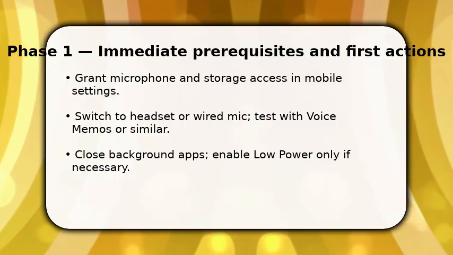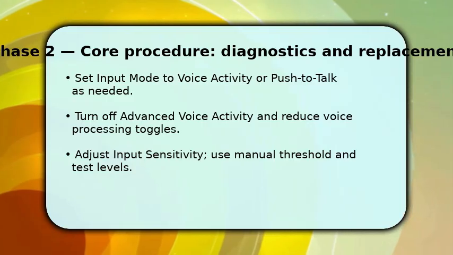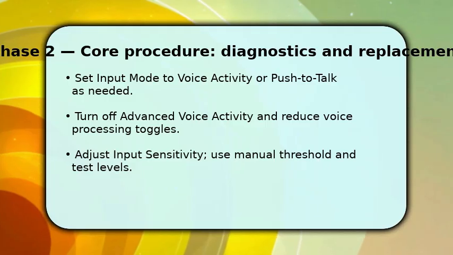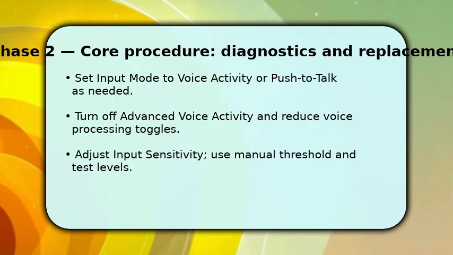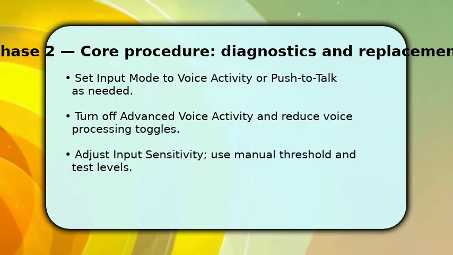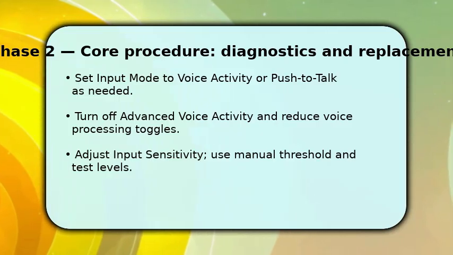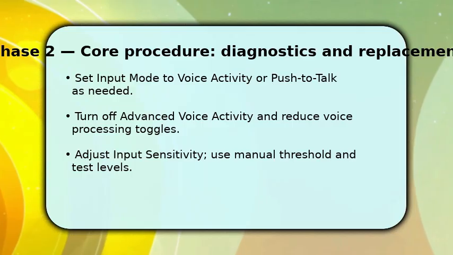You will now tune Discord settings so audio is clean and stable. First, pick input mode: voice activity for convenience, push to talk when background noise is a problem, and then disable advanced voice activity to avoid overprocessing. Also turn off aggressive noise suppression and echo cancellation if they muffle your voice. Test with a friend or a recorded message.